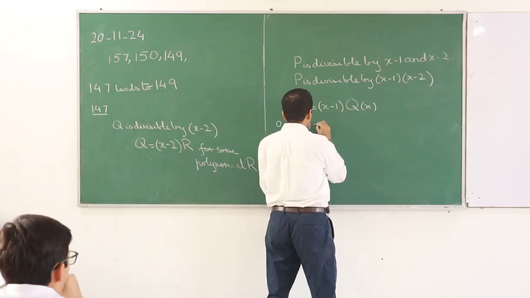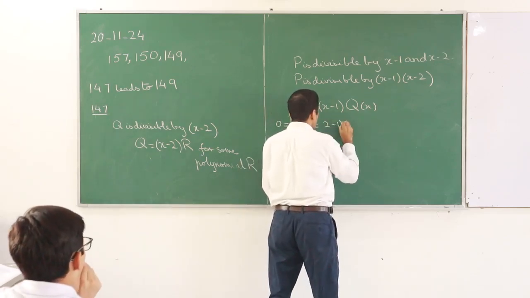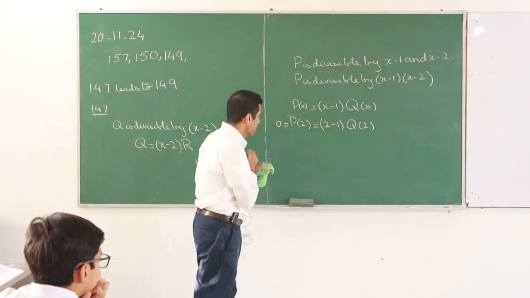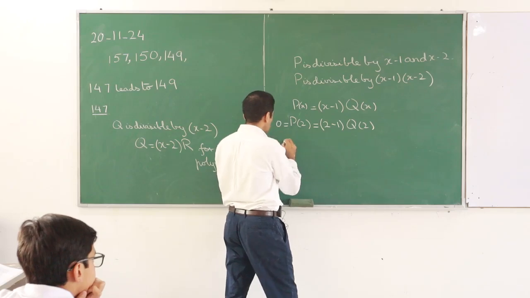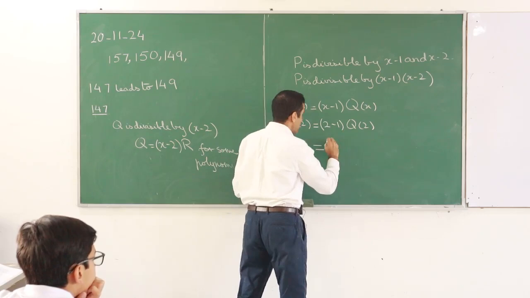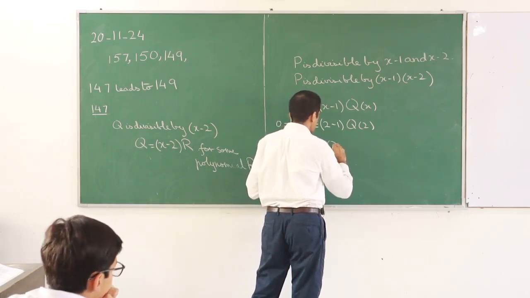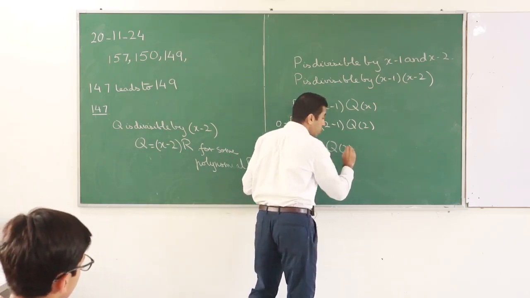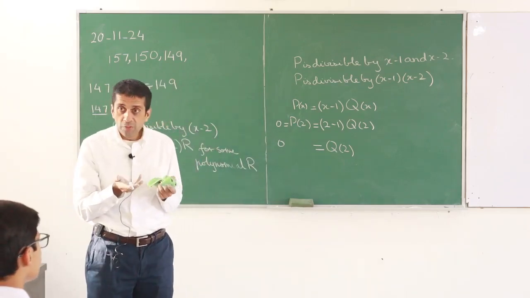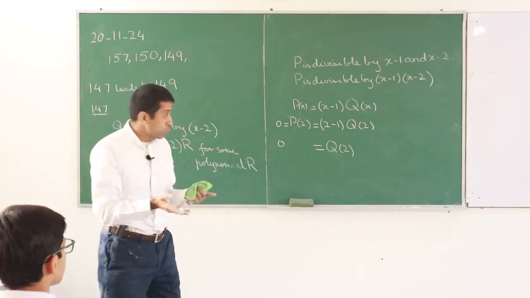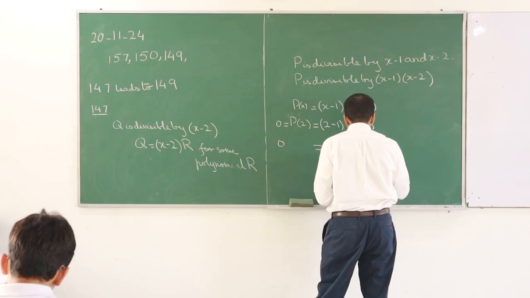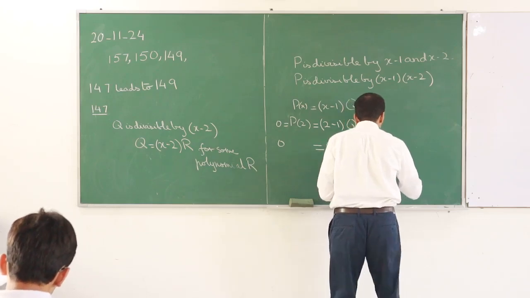But p of 2 is also equal to 2 minus 1 times q of 2, which we did earlier, right? So this turns out to be equal to 0, which is 2 minus 1, that is 1, times q of 2. So what does it mean? That 2 is a root of q. So 2 is a root of q.